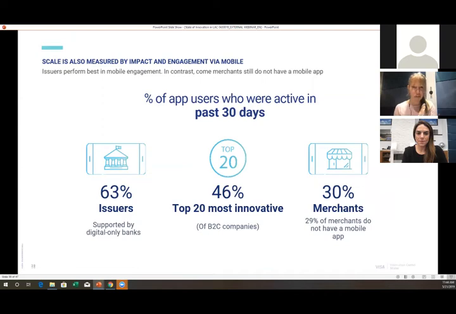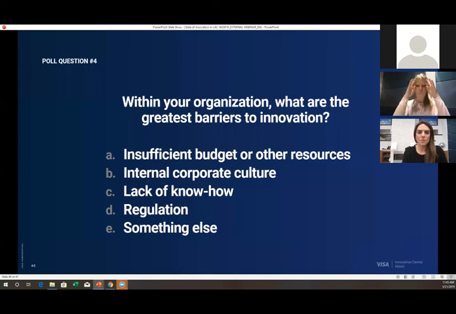On the merchant side, only 30% of users are active in the last 30 days. And that number is dragged down a bit by merchants who don't have a mobile app yet. So we have some differences here according to what type of company you are. But it's important to understand that scale doesn't necessarily mean physicality. Scale is how many people you can impact, and how often or how meaningful is that impact and that engagement on a daily basis.